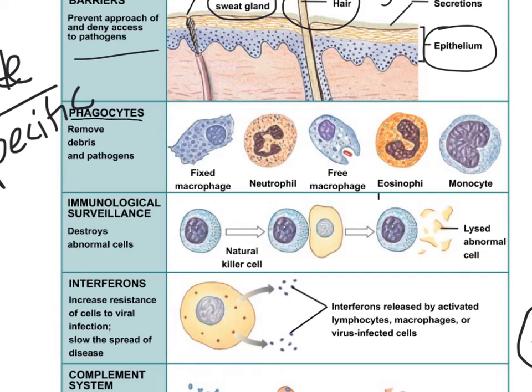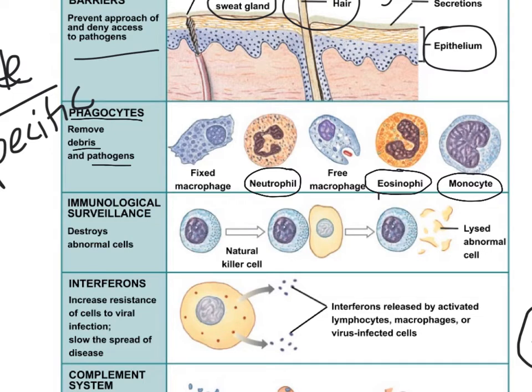So phagocytes are any cells that can engulf anything that looks abnormal, right? They remove debris and they remove pathogens. If it looks abnormal, they're going to try to remove it, right? So we had the white blood cells. We have neutrophils, we have eosinophils, and we have monocytes. Those are the three white blood cells that are phagocytic, that can actually engulf things, right?